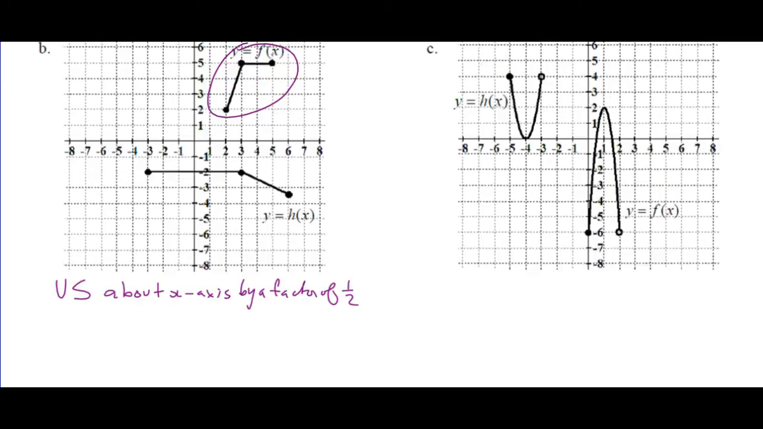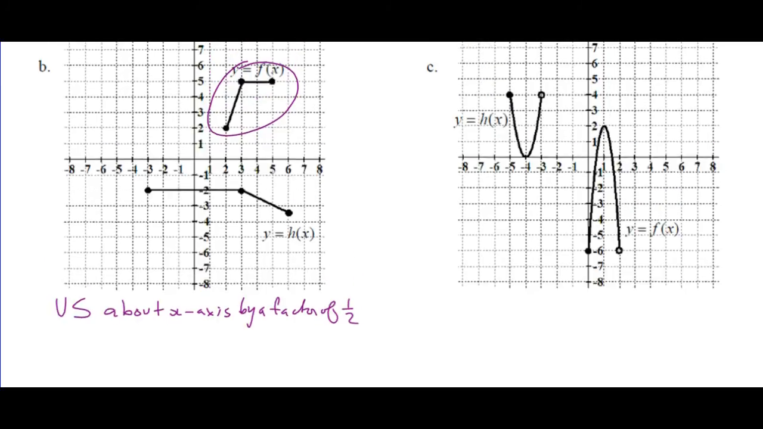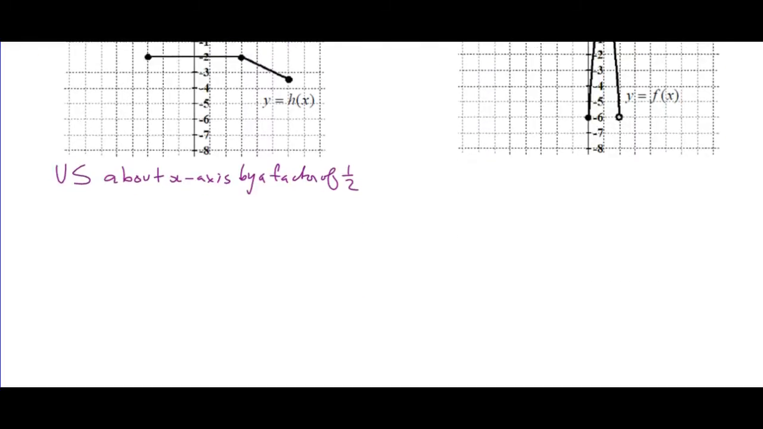Horizontally, I'm just going to count this like we're back in preschool even. 1, 2, 3. 1, 2, 3, 4, 5, 6, 7, 8, 9. So, give me some words to go with that. There's a horizontal stretch about the y-axis by a factor of 3.